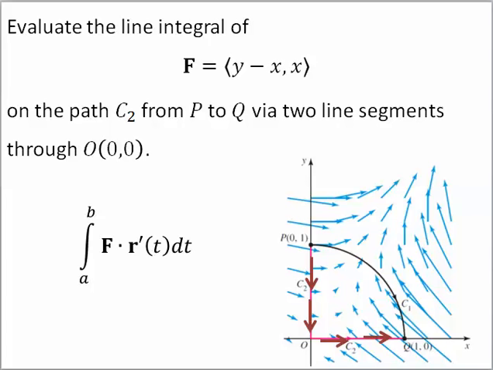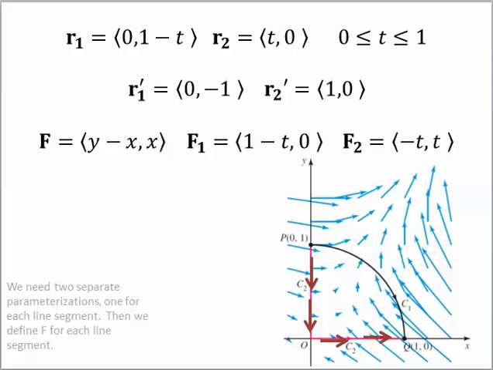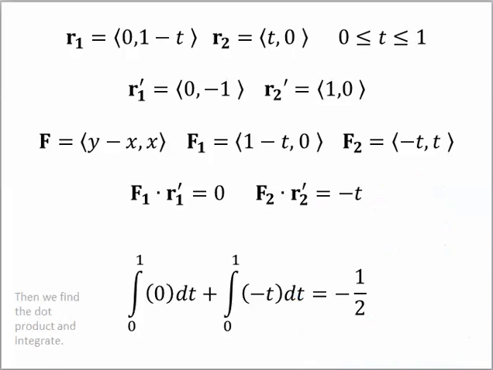Let's evaluate the line integral of F on the path C2 from P to Q via 2 line segments through the origin. So this time we're going from P to Q like we did in our very first example, but instead of using the quarter circle, we're using 2 line segments. We need 2 separate parameterizations, one for each line segment. Then we need to define F for each line segment. Then we find the dot product and integrate.